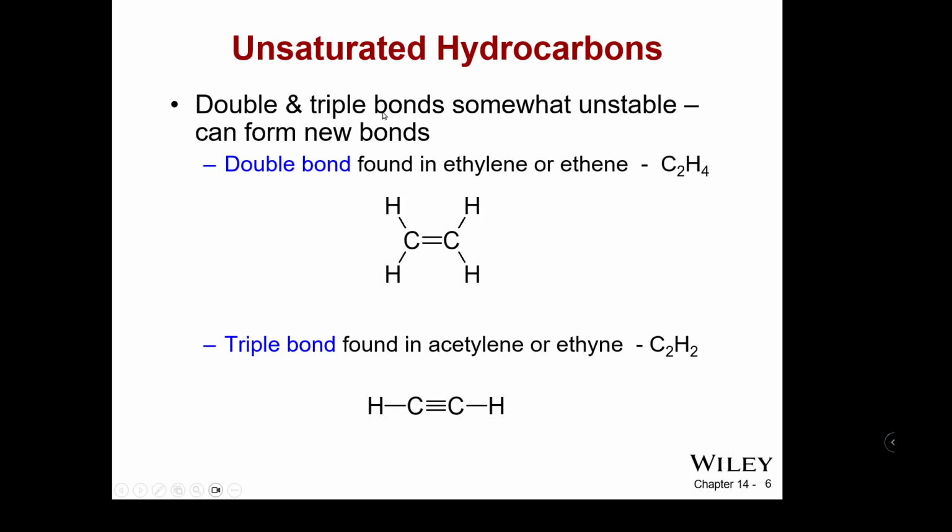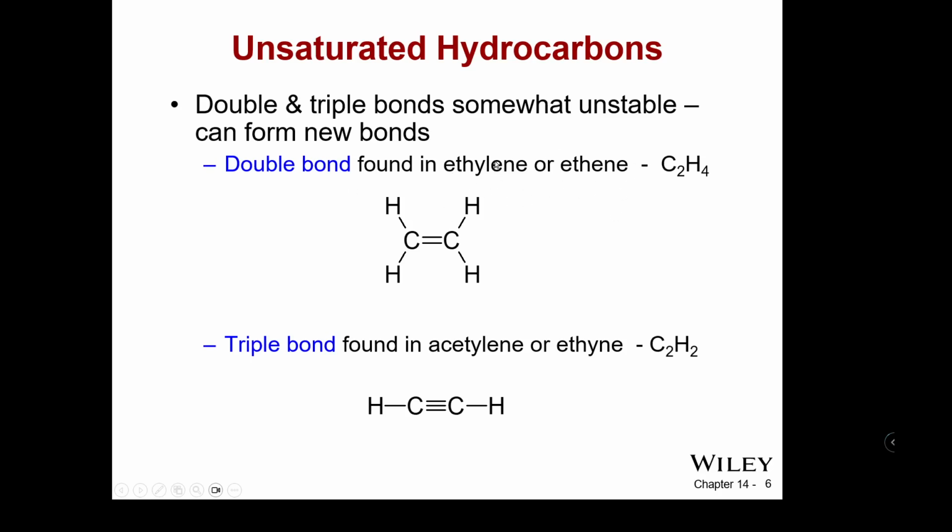Double and triple bonds are a little bit more unstable because they can fairly readily form new bonds. It has to do with the mathematical geometry that the electron clouds start to form and follow with regard to those molecules. So there's double bonds in ethylene or ethene. Both are the same thing. They're 2 different names from a couple different schools of study, but ethylene and ethene are the key.